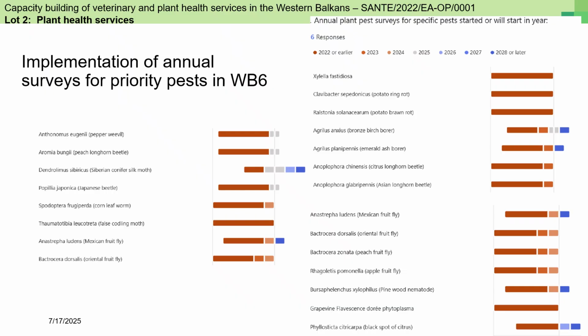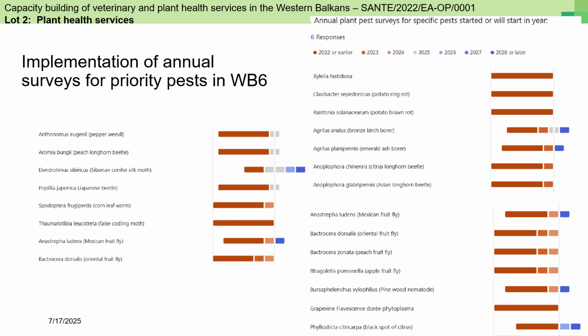In the project, we supported Western Balkan countries in their preparedness for surveillance, which they are already organizing. Here you can see the list of their priorities. The pests which have been already under the official surveys since 2022 or earlier are shown with brown bars. In gray you can see the year 2025, and in blue are the planned priorities for the next years.